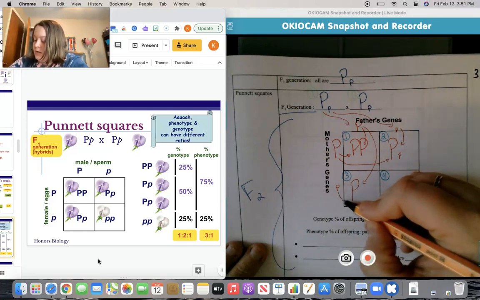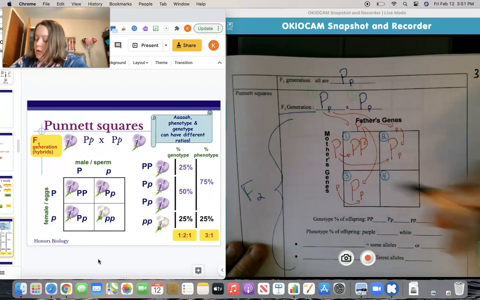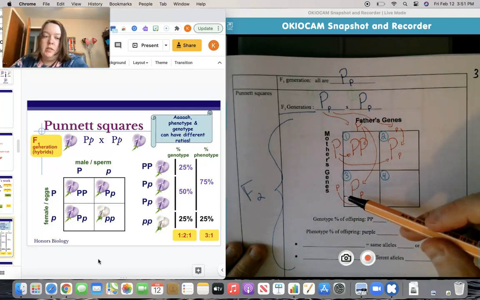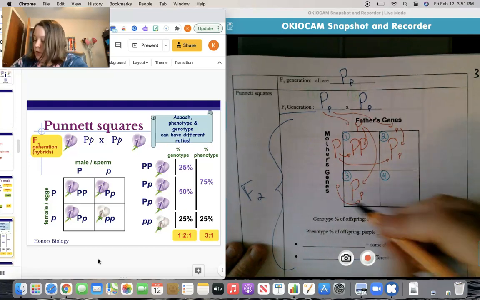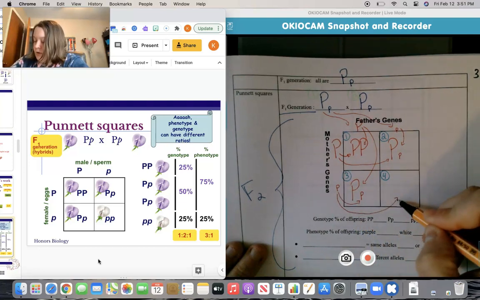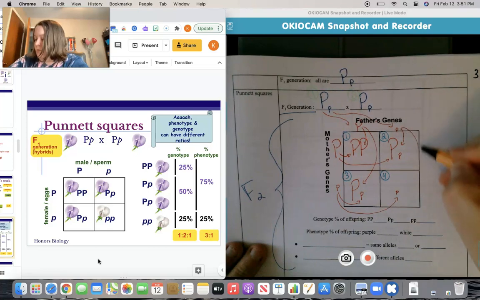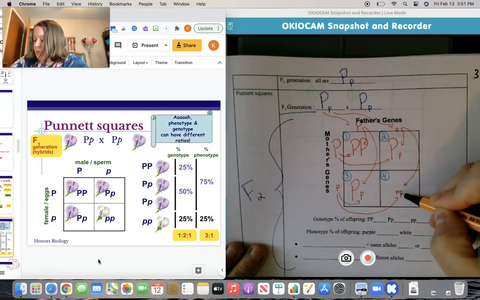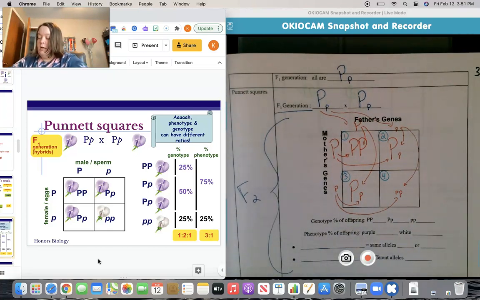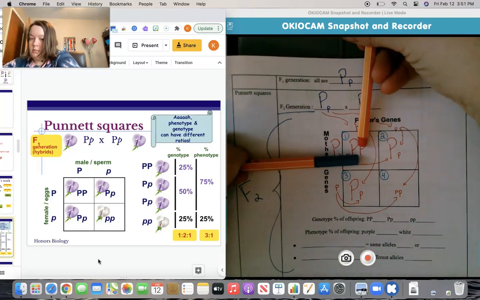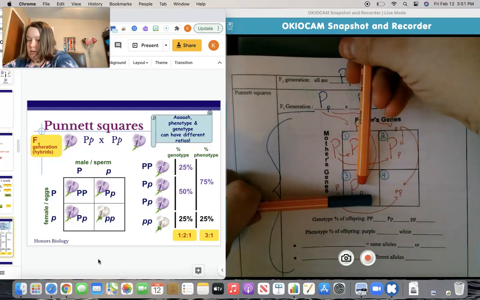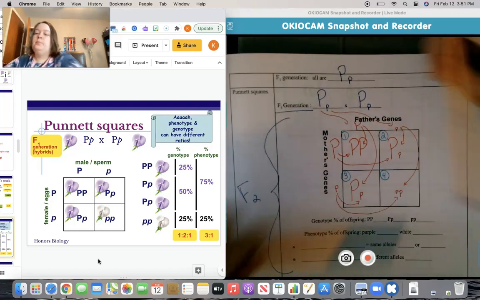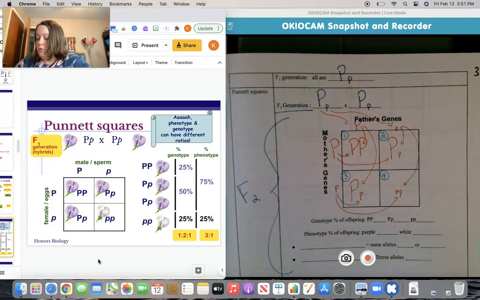When you have this box here, you could write the small p in front, but typically scientists are going to always write the capital letter first. Our last box, little p, little p. So essentially they combine like this. This box comes from these parents. This box comes from them. This box, this box. And you fill out your square.